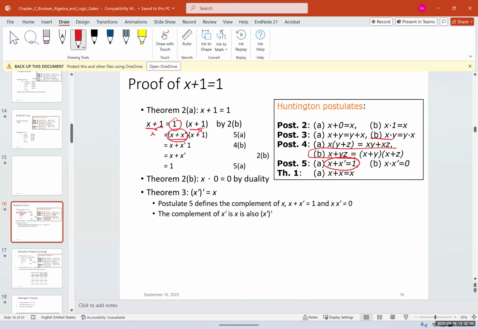the distributive law. And we know that x plus y and with x plus z is x plus yz. So it's going to be x plus x prime times 1. And this is equal to x plus x prime, and x plus x prime is equal to 1. And we can do the same thing for x times 0 is equal to 0 by duality.